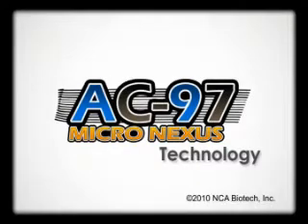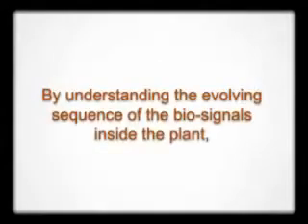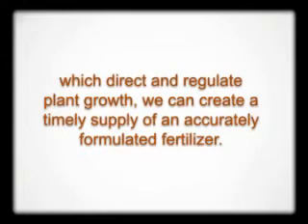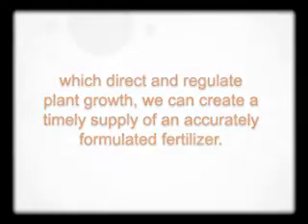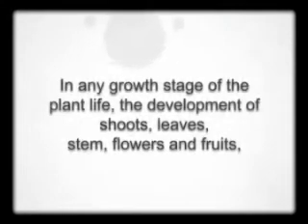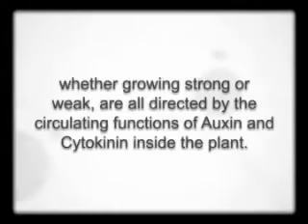AC97 Micronexus technology. By understanding the evolving sequence of the biosignals inside the plant, which direct and regulate plant growth, we can create a timely supply of an accurately formulated fertilizer. In any growth stage of the plant life, the development of shoots, leaves, stem, flowers, and fruits, whether growing strong or weak, are all directed by the circulating functions of auxin and cytokinin inside the plant.